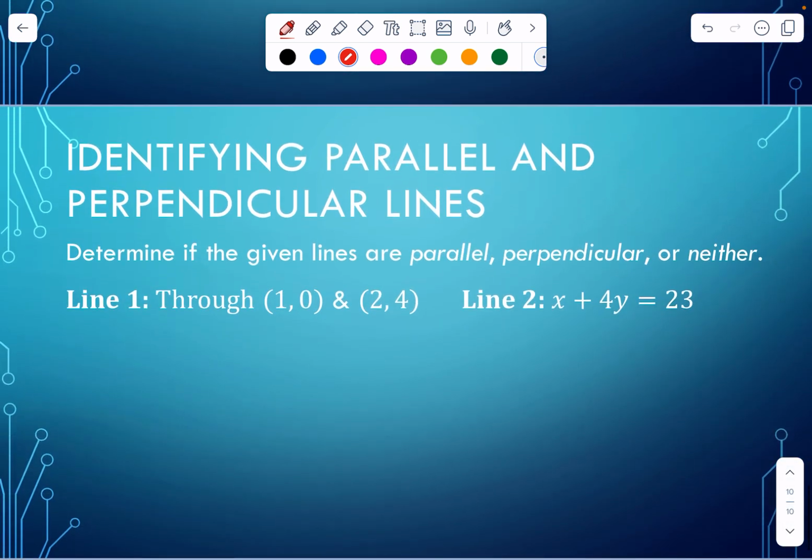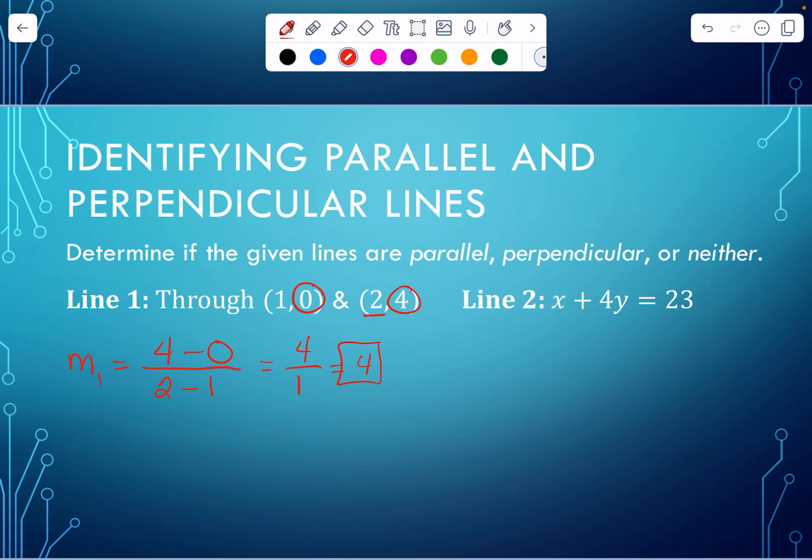Okay, let's try a third one now. So we're going to start off with line 1. I'm given ordered pairs, so I'm going to just use my formula. So I'm going to go 4 minus 0. And then since I used the 4 first, I'm going to use the 2. So 4 minus 0 is 4. 2 minus 1 is 1. So that gives me a slope of 4.